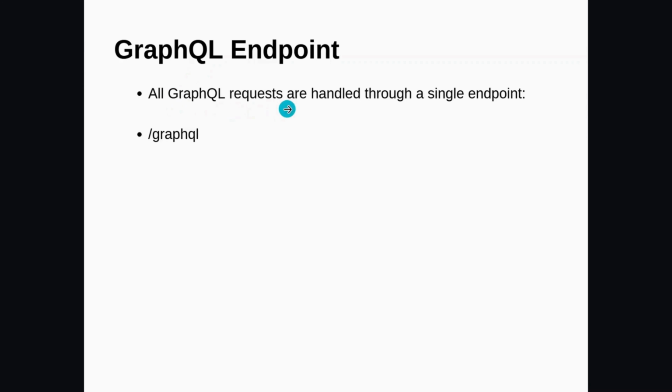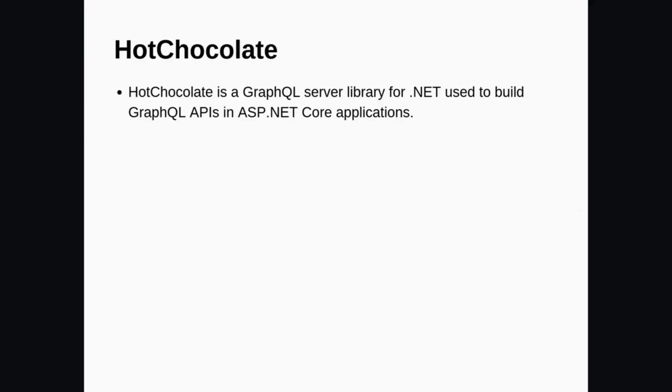GraphQL endpoint: all GraphQL requests are handled through a single endpoint. Suppose your application, like a website, is amazon.com, then how you can fetch the GraphQL is just amazon.com/graphql. That's a single endpoint, and by passing the query you will get all the details. But in the REST API, you see we have to call /user/orders, so that is a different kind of endpoint.